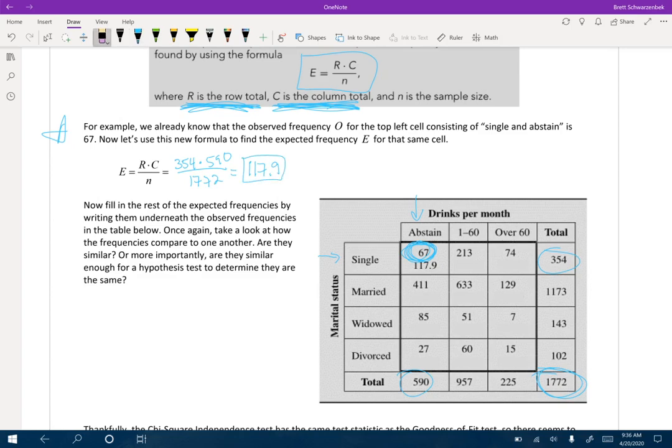You'll notice what I did with that value: I placed it underneath the observed value. This is a pretty universal method for determining expected counts, though I often see them with, let's say, brackets around them, just so that they are separated from the observed count. So what does this mean? Even though we observed in our study 67 who were single and abstaining from drinking, the expected number should be 117.9.